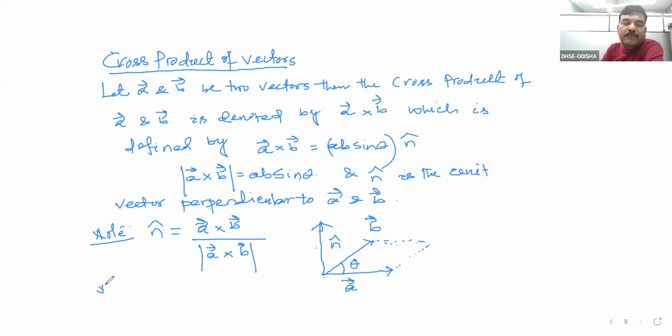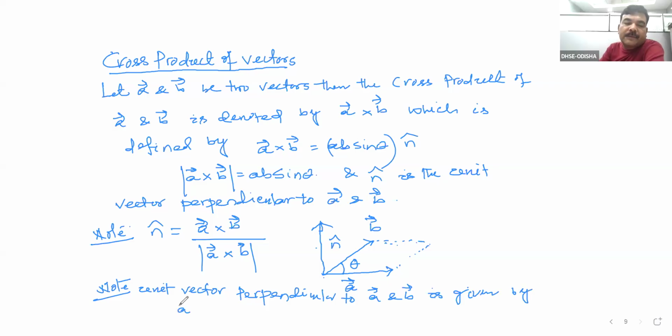So write a note point. Unit vector perpendicular to A bar and B bar is given by A cross B upon magnitude of A cross B. Yes. Okay, quickly note it down.